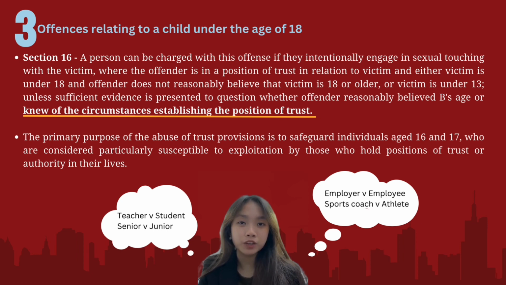The primary purpose of the abuse of trust provision is to safeguard individuals aged 16 and 17 who are considered particularly susceptible to exploitation by those who hold positions of trust or authority in their lives.